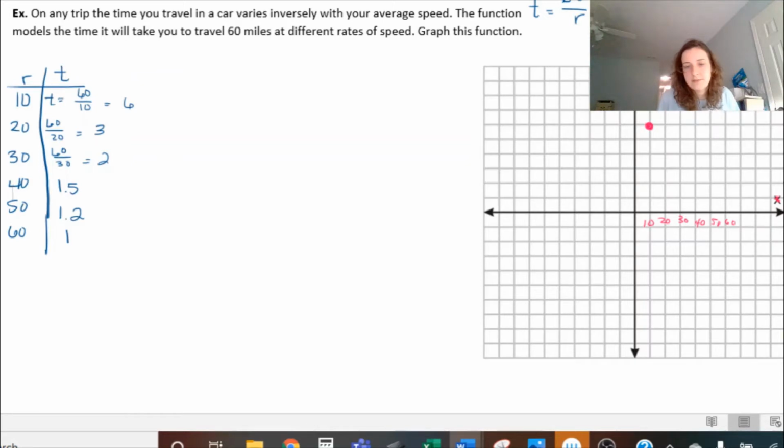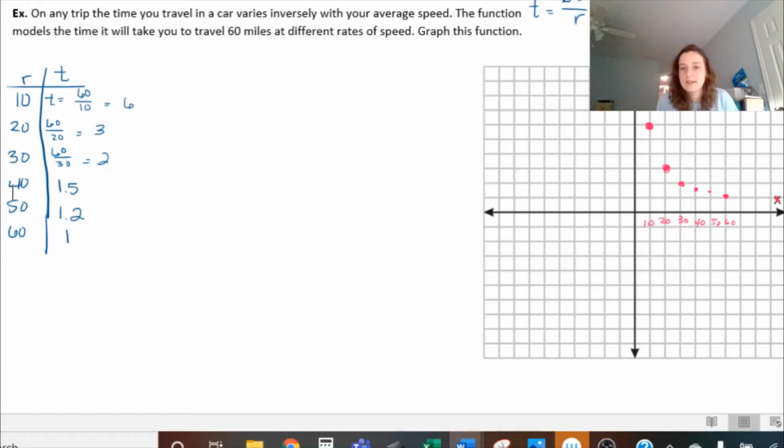If I'm driving 10 miles an hour, okay, to travel 60 miles. If I'm driving 20 miles an hour, now it's only going to take me 3 hours. 30 miles an hour, it will take me 2 hours. 40 miles an hour, 1.5. 50 miles an hour, 1.2. And 60 will take me 1 hour. Okay, and that makes sense, right? 60 miles an hour, if I'm driving 60 miles, it takes me 1 hour.